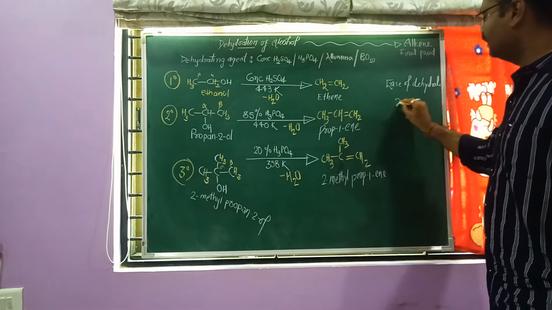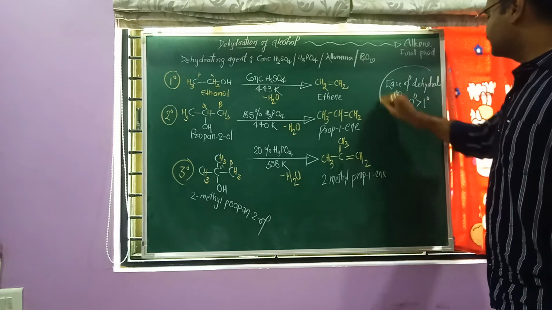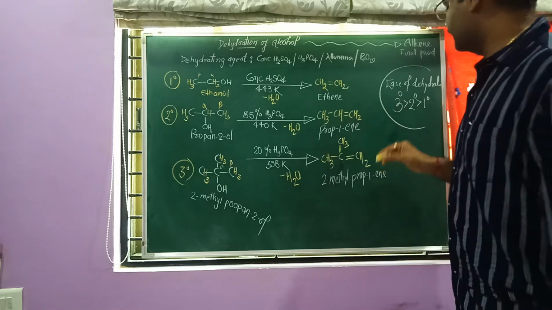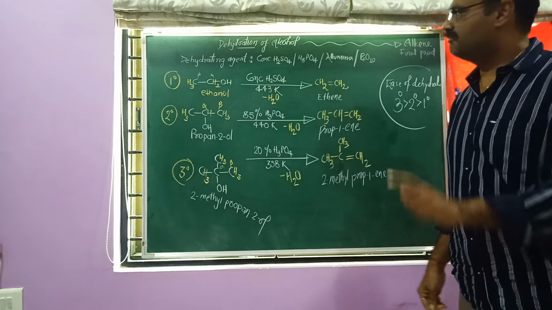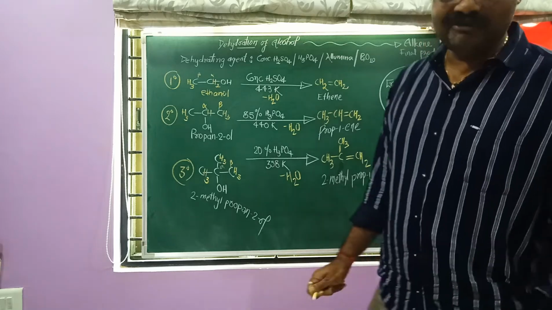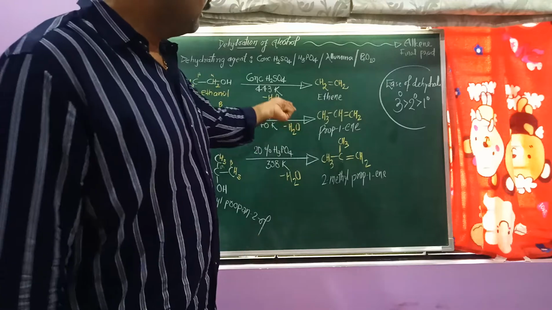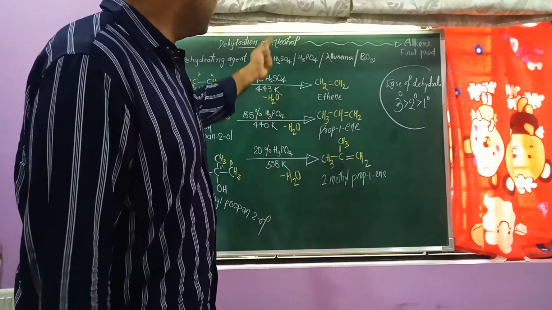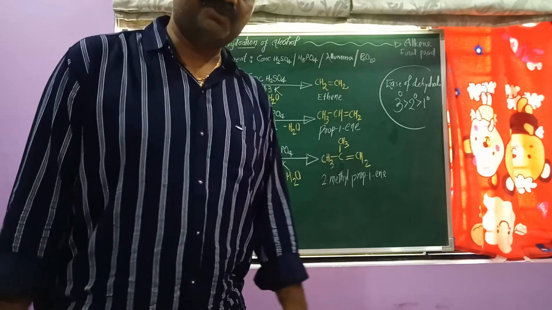In alcohol, 3 degree, 2 degree and 1 degree, this is the order of reactivity. So we have a very simple process. Dehydration of alcohol will always give alkene as a product, and we have different reagents, dehydrating agents, useful for this type of dehydration process. Thank you.